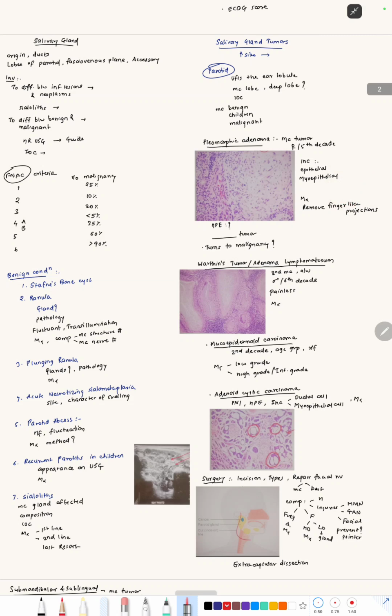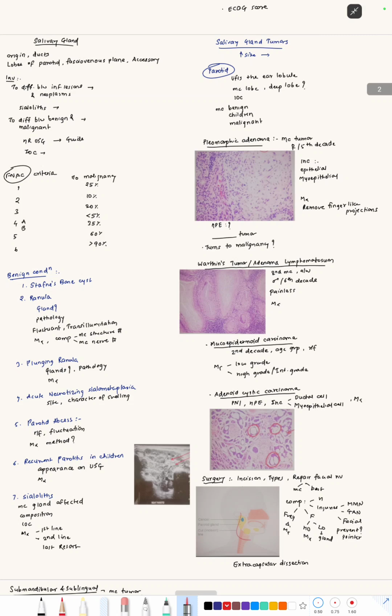The management for pleomorphic adenoma is going to be superficial parotidectomy, as well as to remove the finger-like projections, otherwise recurrence might happen. If it turns to malignancy, then that is called the mixed malignant tumor, or it is also called carcinoma ex pleomorphic adenoma. There is rapid increase in swelling, then there is going to be even severe pain, and involvement of the facial nerve is seen.